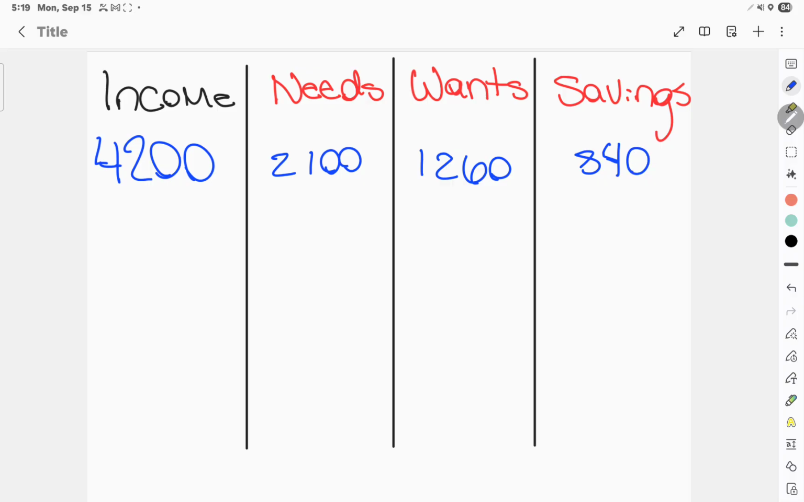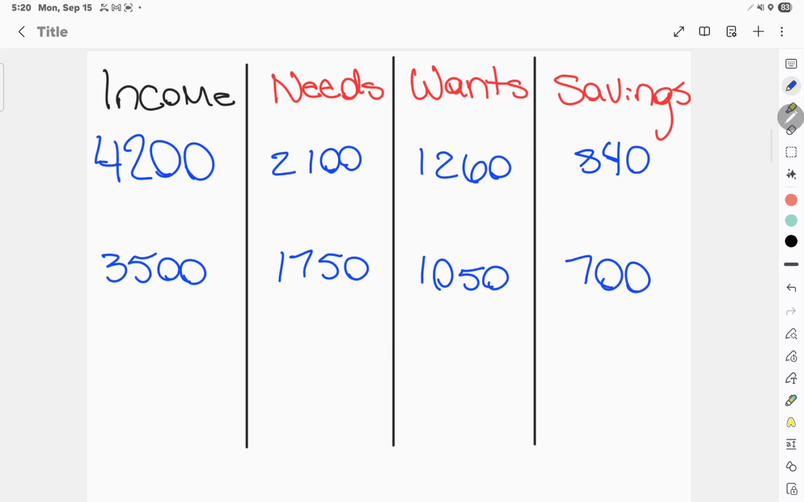Then let's go ahead and try this at 3,500. Our needs at 3,500, half of 3,500 is 1,750. 30% of 3,500 is 1,050, and 20% of 3,500 is 700.